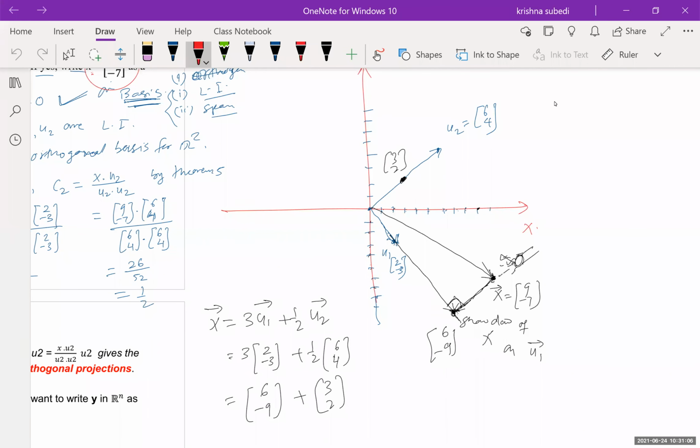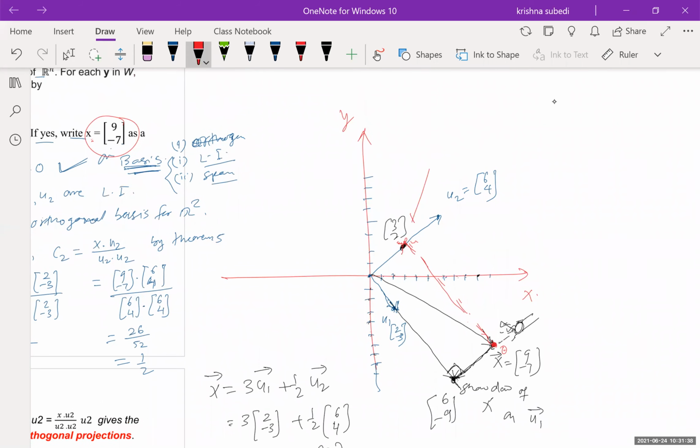So what I was trying to say here is that this vector right here is actually the orthogonal projection of this x. If you put the torchlight from here, you will see the shadow of this point all the way here. So this is called orthogonal projection of x.